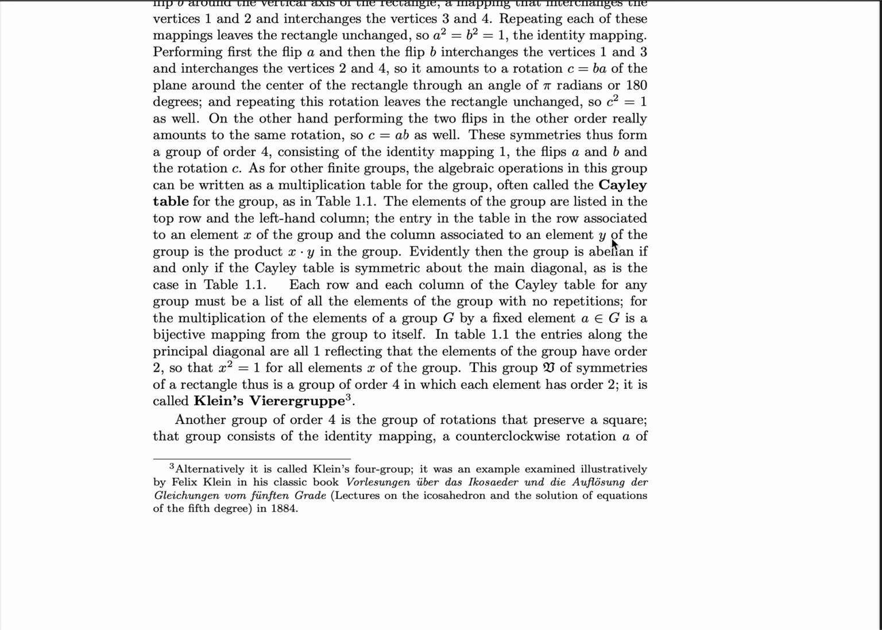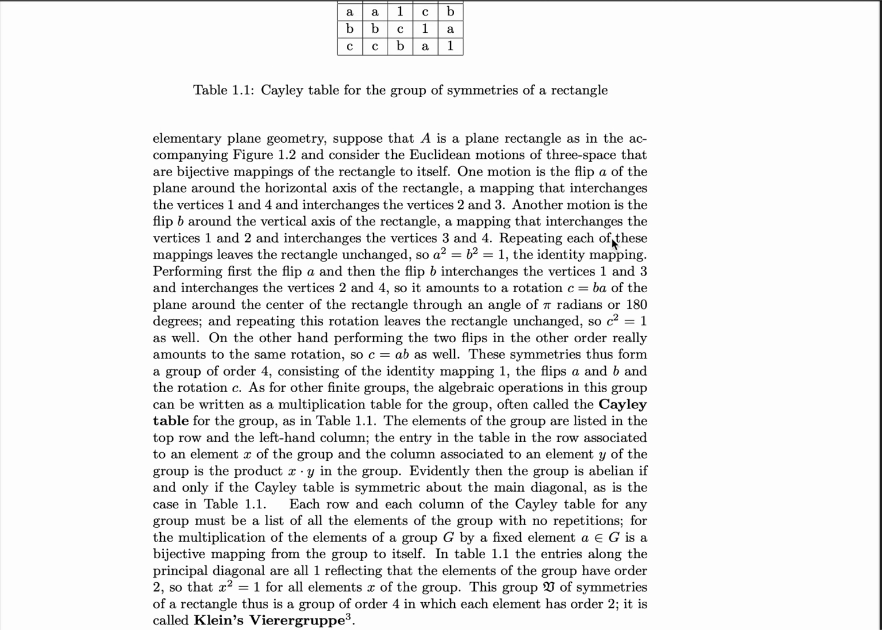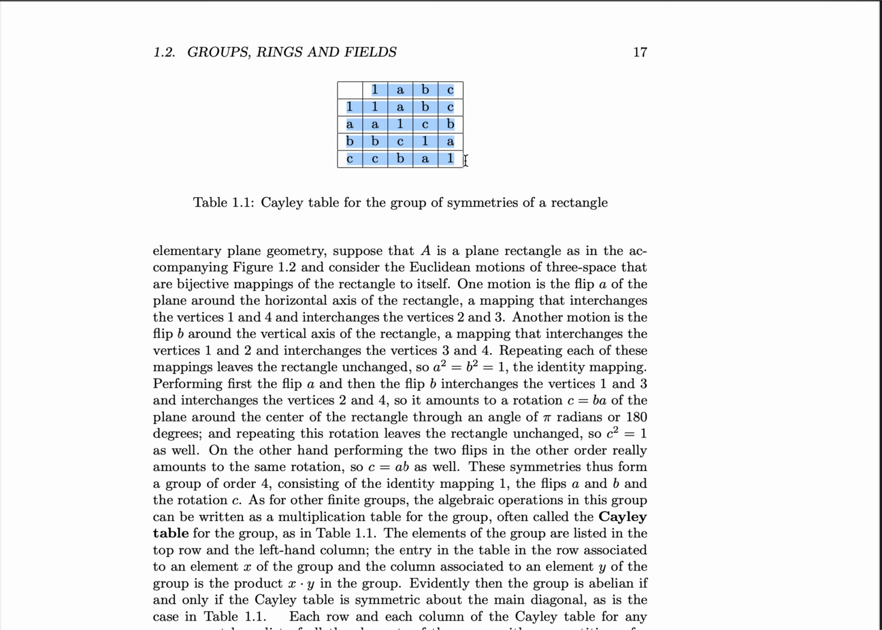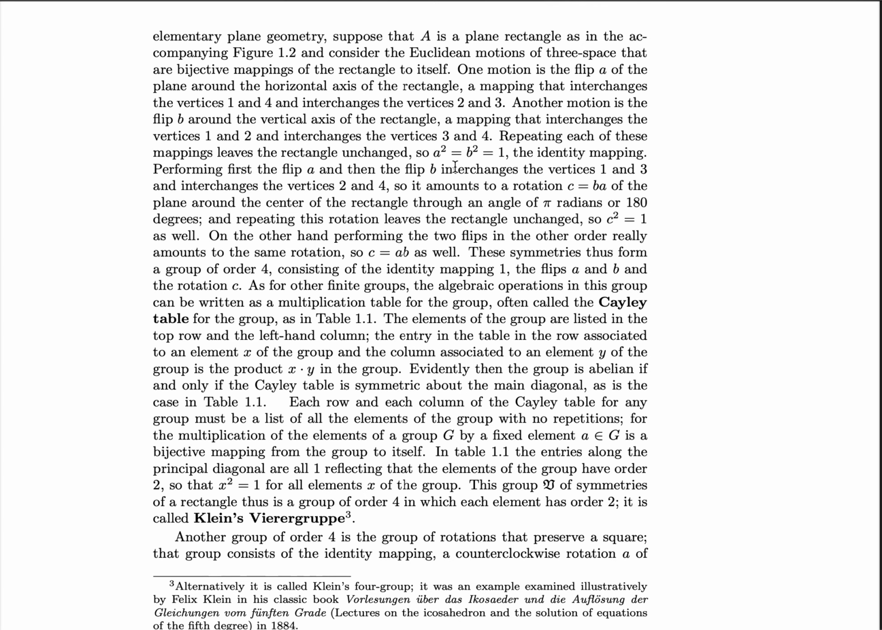We'll also note that if we perform the two flips in the other order, we get the same rotation, namely C is also equal to A times B. These symmetries form a group of order 4, since there are 4 possible elements, 1, A, B, and C. As an example, we can write up the Cayley table of this group, namely when we consider all the multiplications of the group. That's shown here, and we'll see everything we've said is true, namely that A times B is C, that B times A is C, and we also have all the other symmetries we noted before.